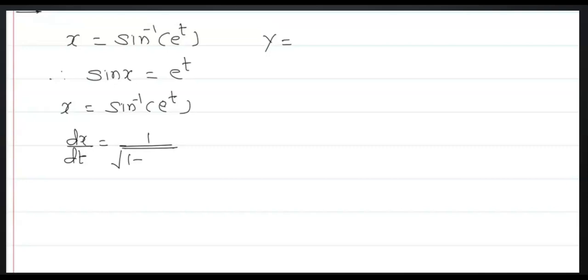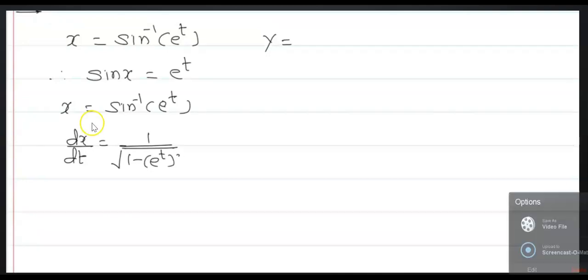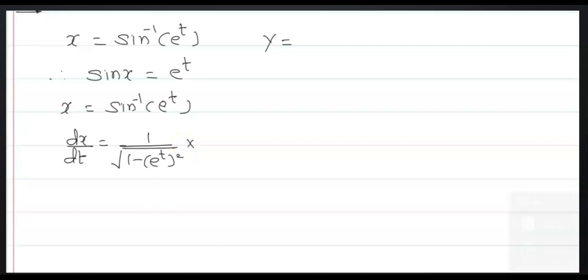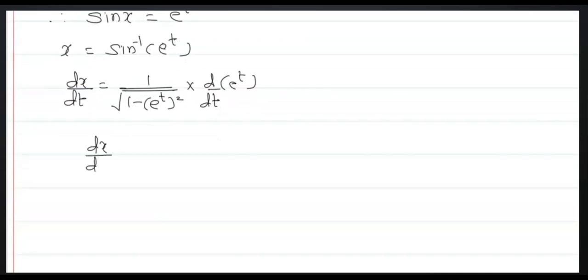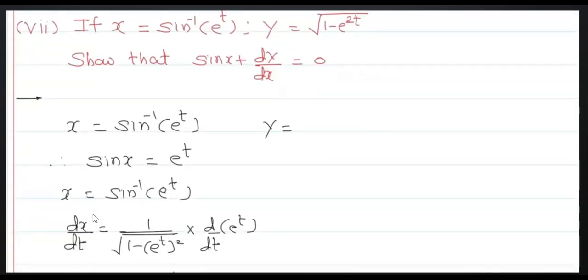Now normal differentiation is here. x is equal to sine inverse of e raised to t. What's its derivative? dx upon dt is equal to derivative of sine inverse of x, which is 1 upon root of 1 minus x square. In the same manner, 1 upon root of 1 minus e raised to t whole square into derivative of e raised to t, which is e raised to t. Therefore, dx upon dt is equal to e raised to t upon root of 1 minus e raised to 2t. What about the y?